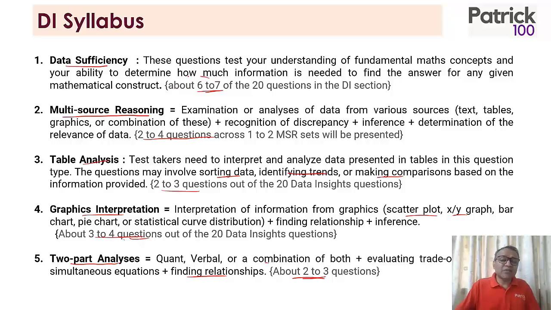So the major part is data sufficiency in the examination. The rest you will have a few questions of each, totaling 20 questions. Data sufficiency becomes a major portion and it's a continuation from the previous exam. Previously, DS used to come in the quant part. Now DS is coming under Data Insights, as part of a 20-question section.